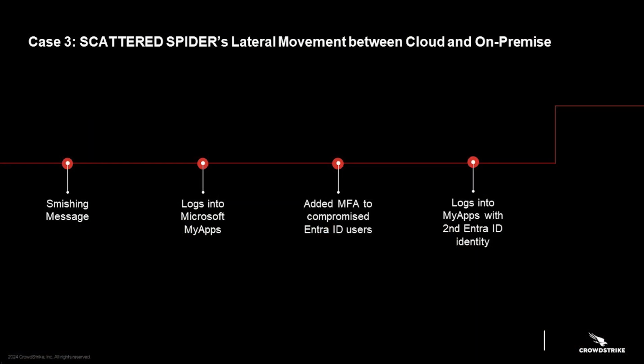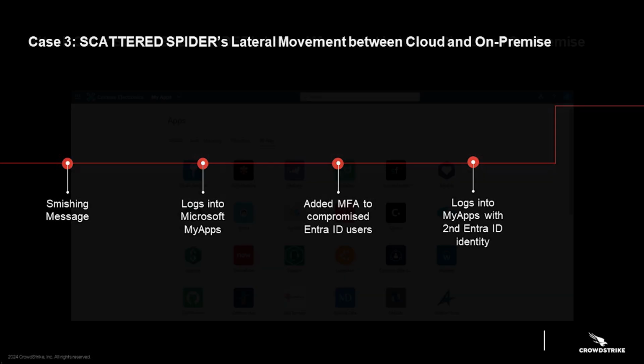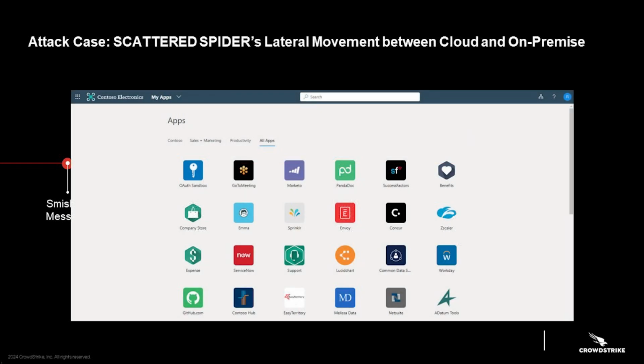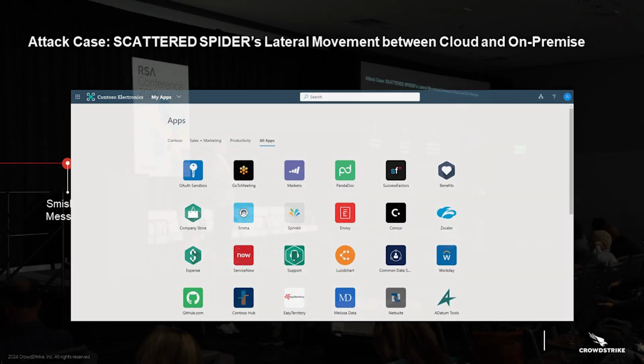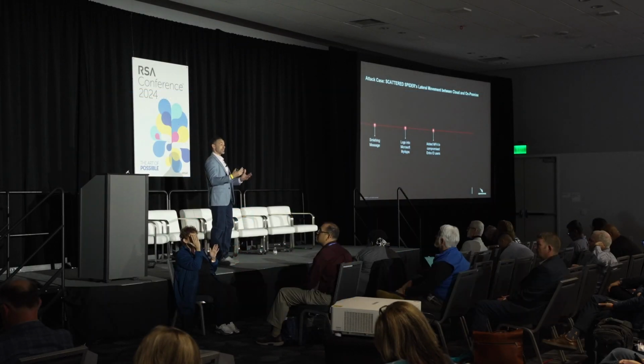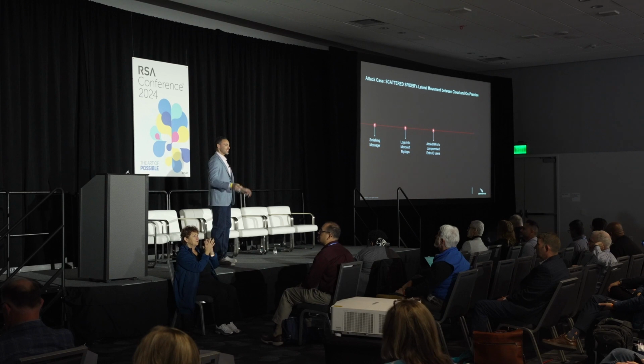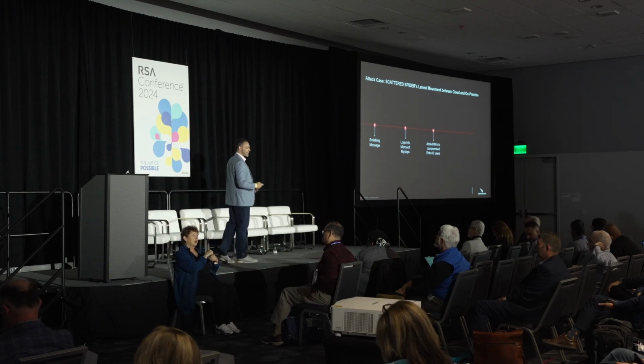Once they successfully gained access to that environment, they logged into an Azure instance using the MyApps login for this specific user that was compromised. Once they got access to these applications, they added MFA to that compromised account so that they could blend in with legitimate traffic. Can you imagine that? The actual adversaries are turning on MFA as a best practice. So now they have access to that environment.